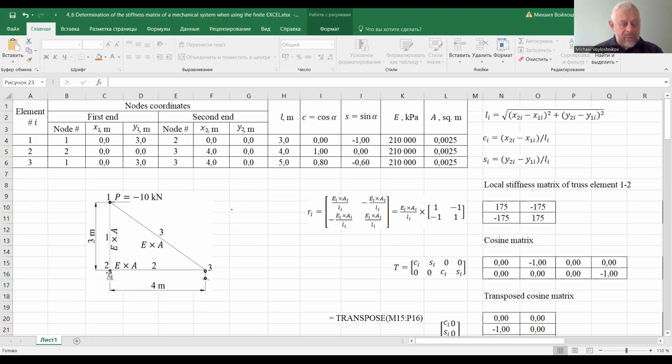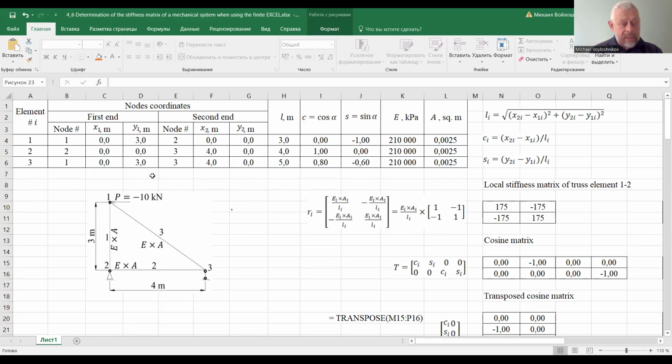This is the reference point, node 2. So the coordinates are 0, 0, and the first point is 0, 3, where 3 is the height of point 1 over point 2. So node 2 has coordinates 0, 0, and node 3 has coordinates 4, 0.